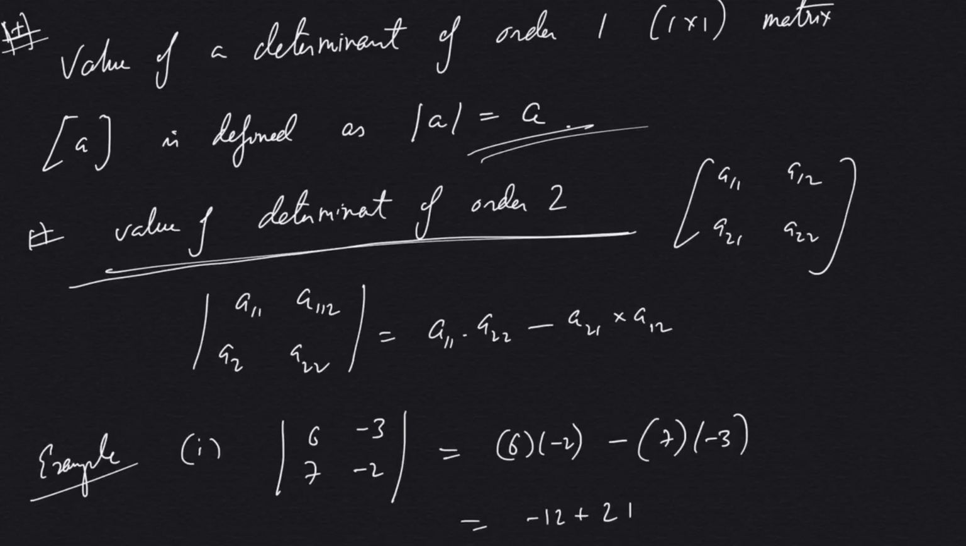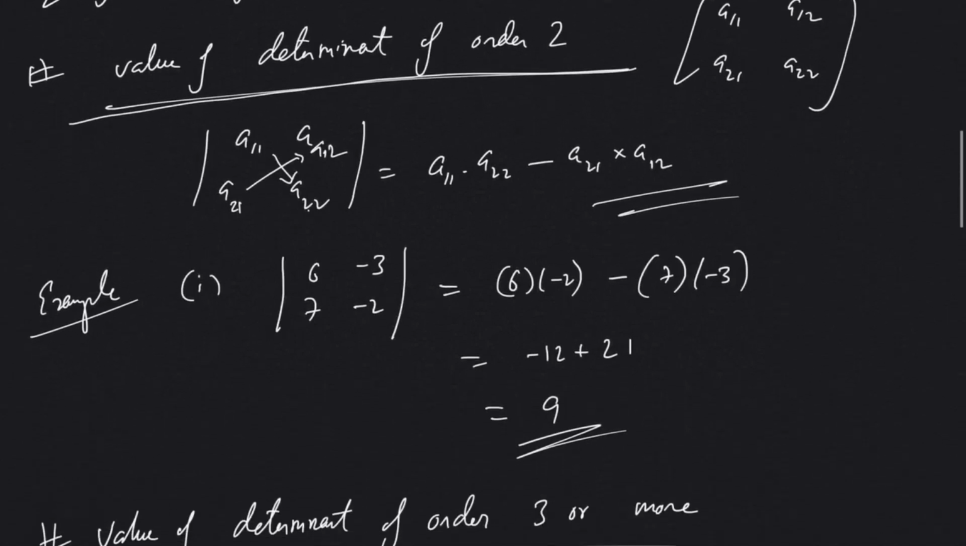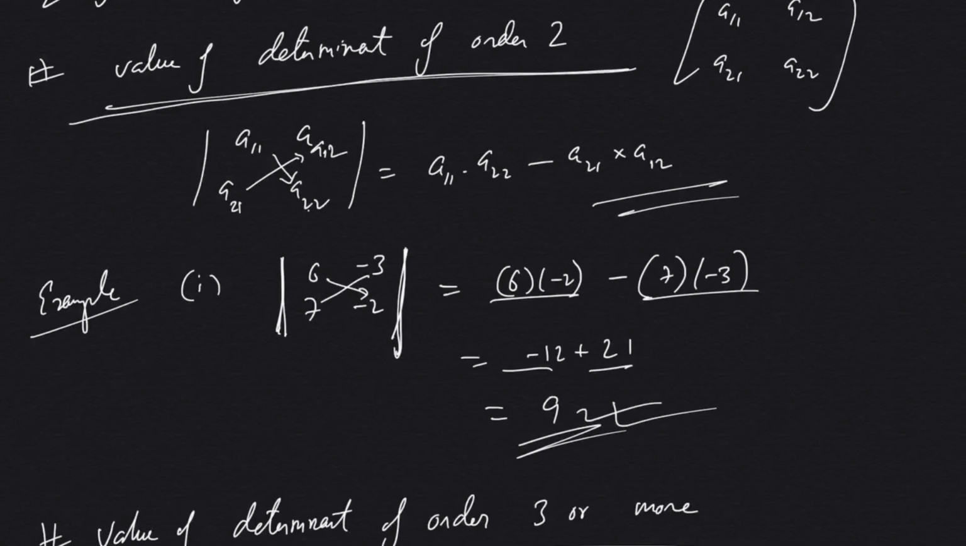Then how do we find the value of a determinant of order 2 by 2? The value of a determinant of order 2 by 2 will be simply cross multiplication: A11 into A22 minus A21 into A12. For example, suppose you have a matrix whose determinant you're finding, denoted by these straight lines, with first row 6, minus 3 and second row 7, minus 2. So it's 6 into minus 2 minus 7 into minus 3, that is minus 12 plus 21, so that will be 9.